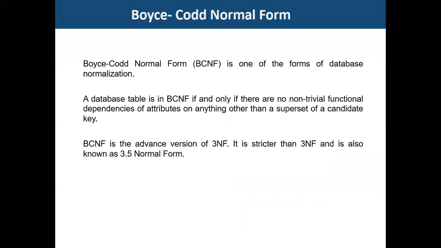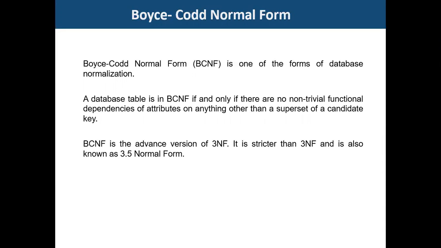Now, what is Boyce-Codd normal form? Boyce-Codd normal form, BCNF, is one of the forms of database normalization. A database table is in BCNF if and only if there is no non-trivial functional dependency of an attribute on anything other than a superset of a candidate key.